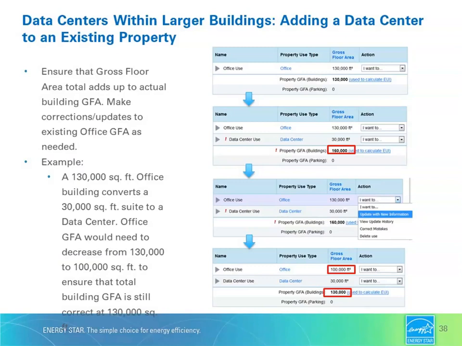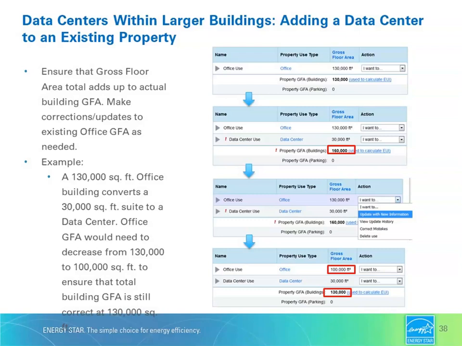So for example, let's say we have this 130,000 square foot office building and a data center moves in. So we would add that 30,000 square foot data center, and then we'd go back to the Details tab, and as you can see in the second screenshot there, the gross floor area is the sum of these, or now 160,000 square feet. So obviously the building didn't just grow by 30,000 square feet. So we need to go and update the office property use with new information.